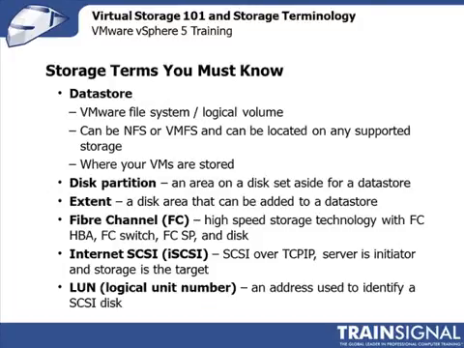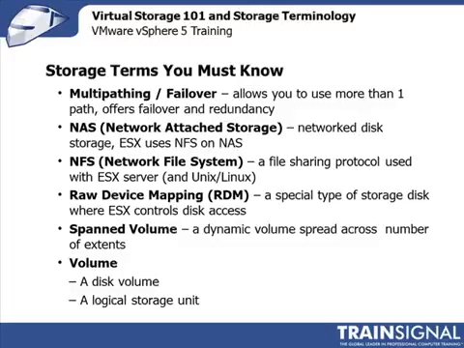Fibre Channel, otherwise known as FC, is a high-speed storage technology with Fibre Channel HBAs, Fibre Channel switches, otherwise known as the fabric, Fibre Channel storage processors, and disk. iSCSI, Internet SCSI, is again SCSI over TCP/IP. Server is the initiator and storage is the target. LUN, logical unit number, is again a collection of physical disks that are logically grouped together and presented to a host.